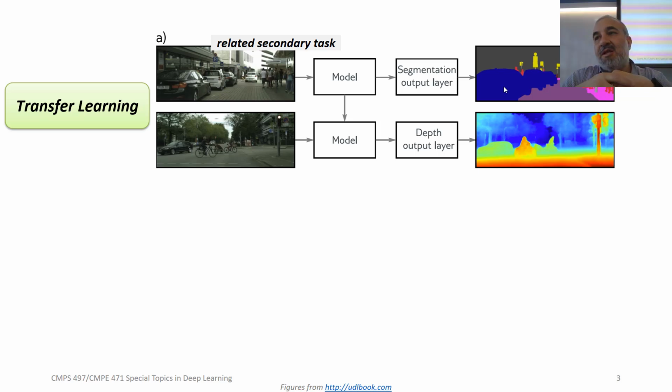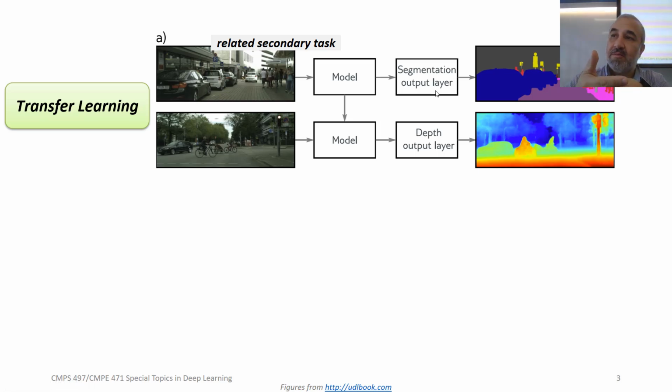Yes, if we have a model that understands how to segment objects, probably it will help in predicting the depth. For example, the pixels that all belong to the same object might be very similar in depth compared to others. So because we have so much labeled data for the secondary task, we build a model for the secondary task. And that model, of course, has an output layer for the segmentation task, right?